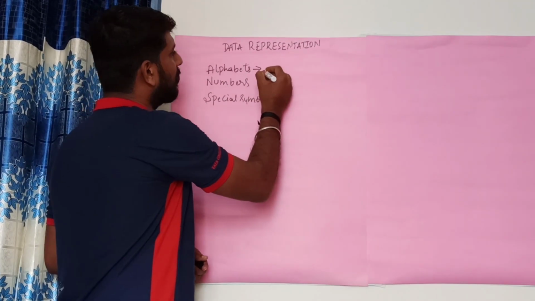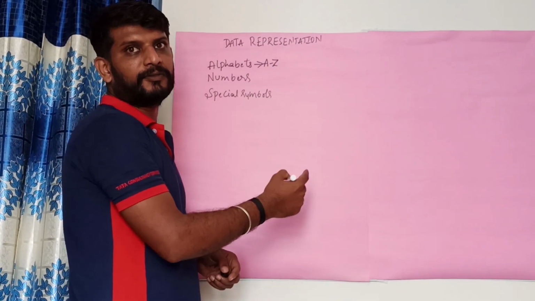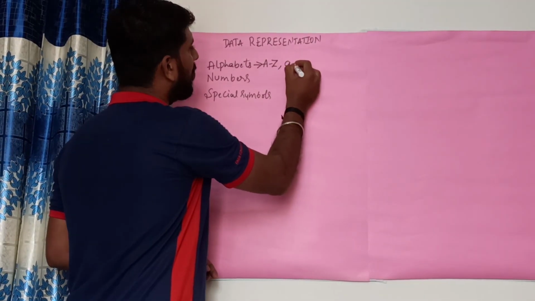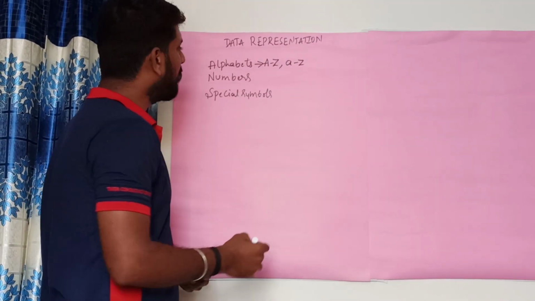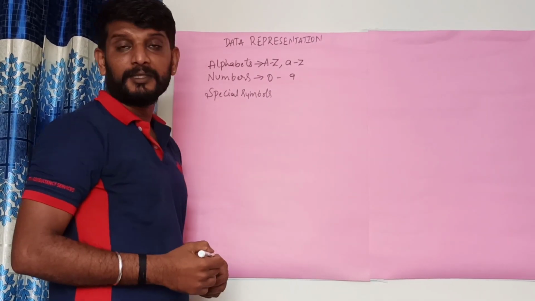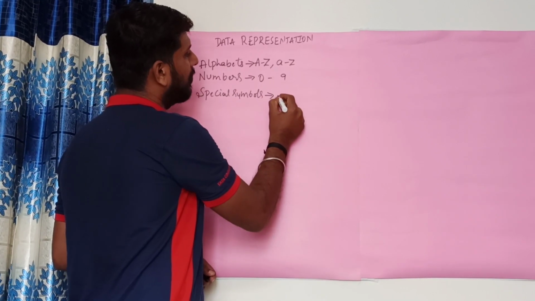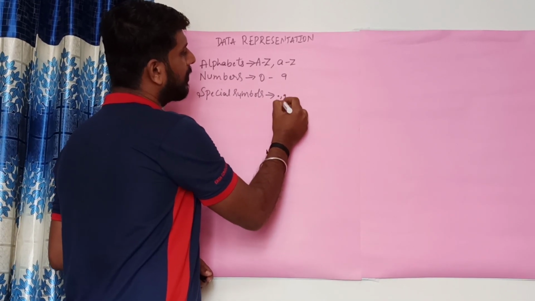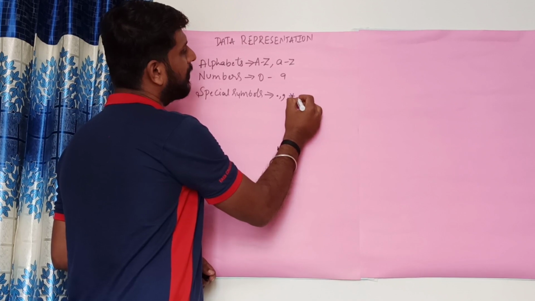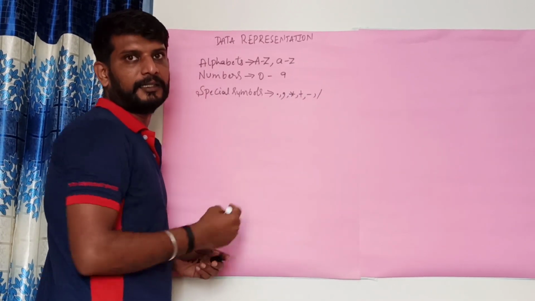So alphabets include all the uppercase alphabets, that is the capital alphabets from A to Z, and the small alphabets from a to z, and the numbers include all the numbers starting from 0 to 9, and the special symbols include the full stop or the comma or the star symbol, plus, minus, division symbol, something like this.